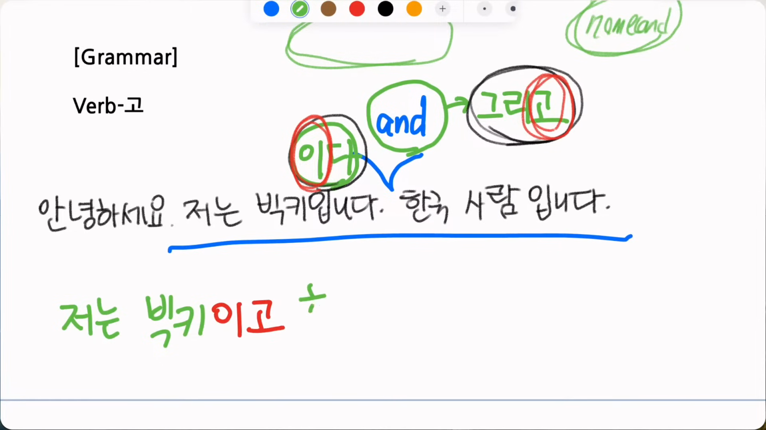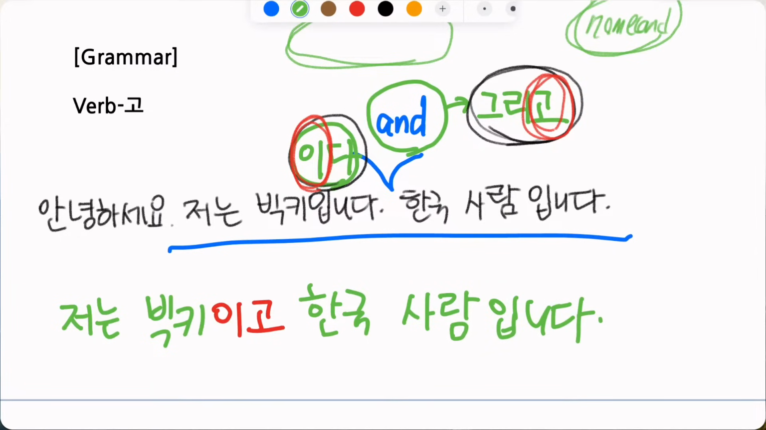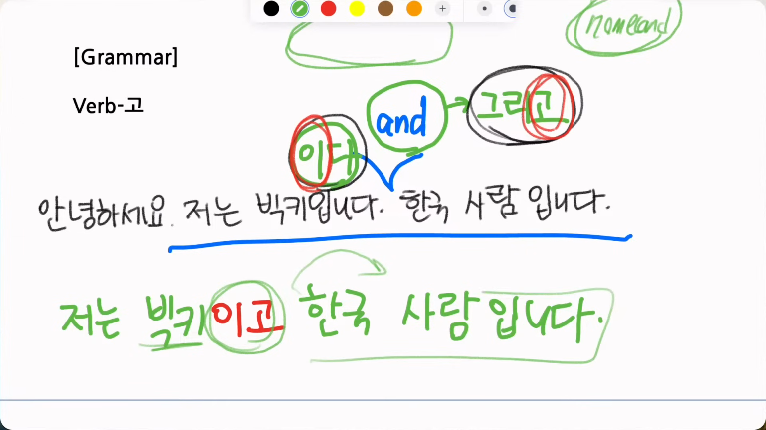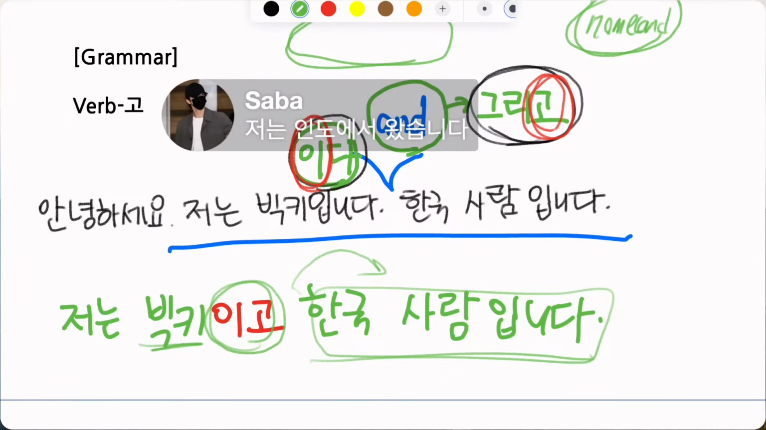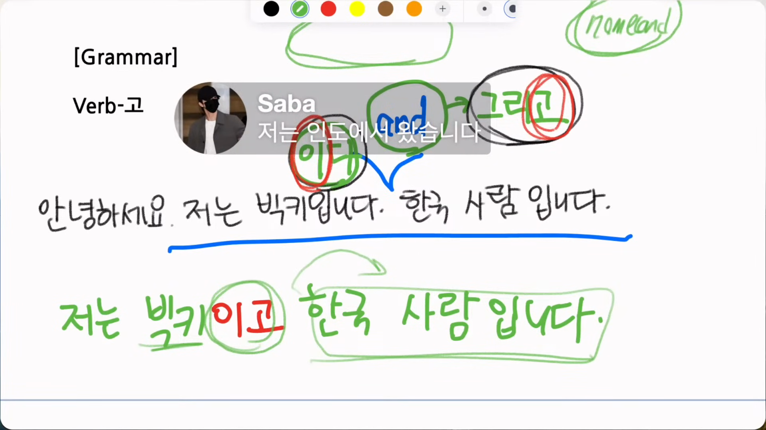한국 사람입니다. 네, 이렇게 하면 돼요. 한국 사람입니다. 그래서 you can say your name first and then connect it with 이고 and say whatever extra information you want to add. 저는 비키이고 한국 사람입니다. 이런 식으로. 그리고 아까 보시면 사바님, 예를 들어 사바님 can say 저는 사바이고 인도 사람입니다. Or 인도에서 왔습니다 if you are in Korea, right? 그런 식으로 할 수 있어요.